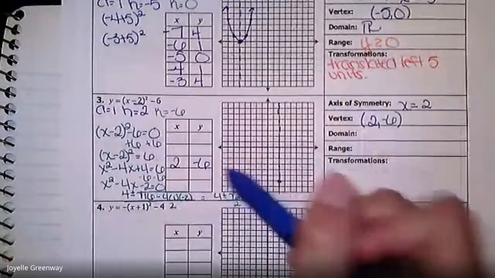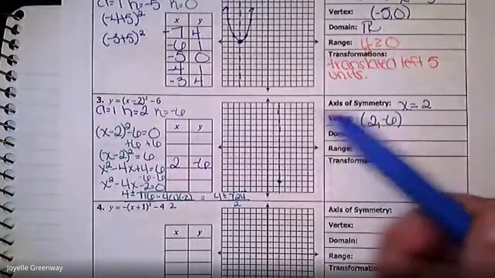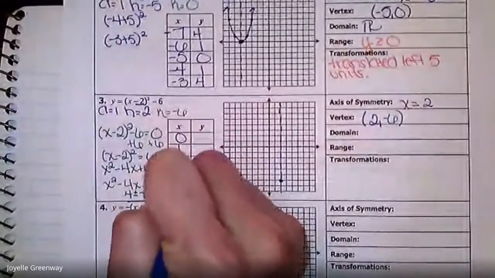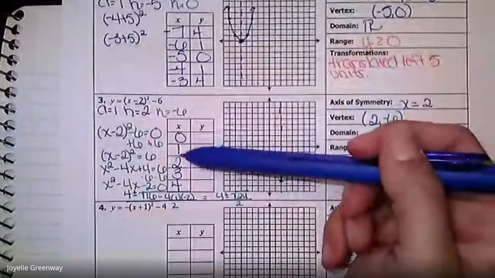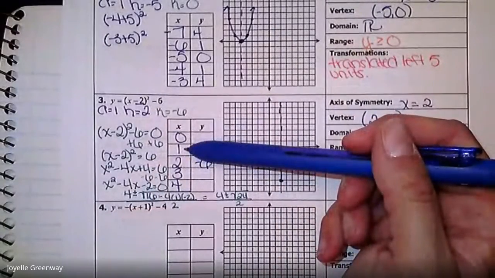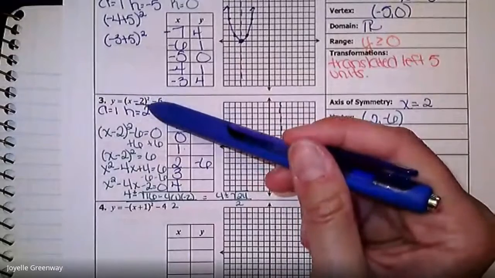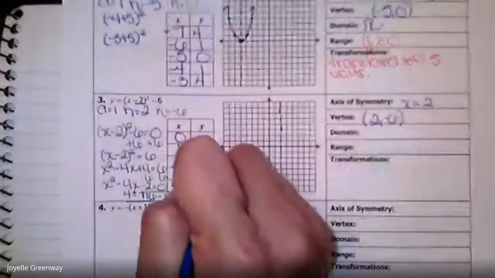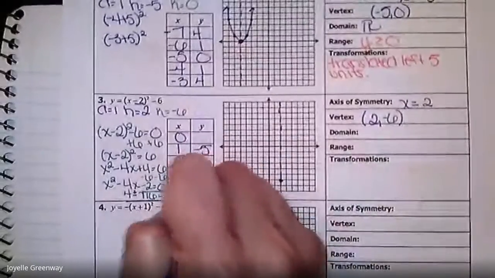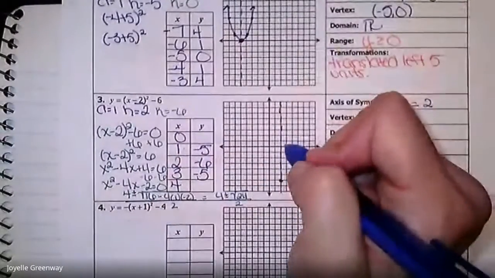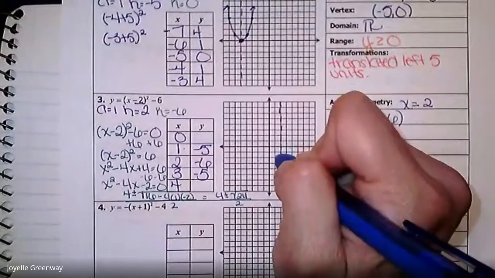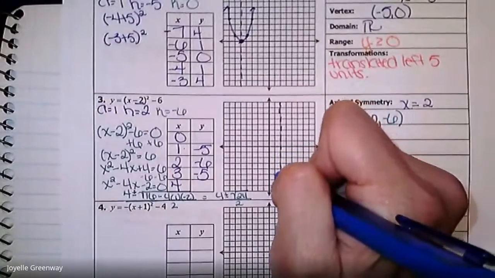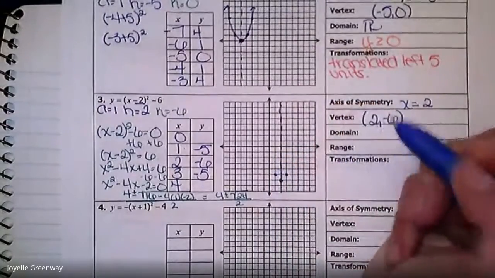So 2 and negative 6. So now I'm going to substitute in 1. So 1 minus 2 is negative 1. Negative 1 squared is 1. 1 minus 6 is negative 5. That's going to be reflected over your axis. So 1, negative 5, reflect it, negative 5.